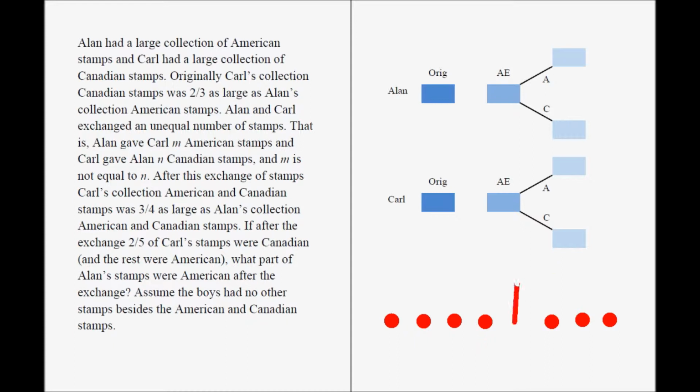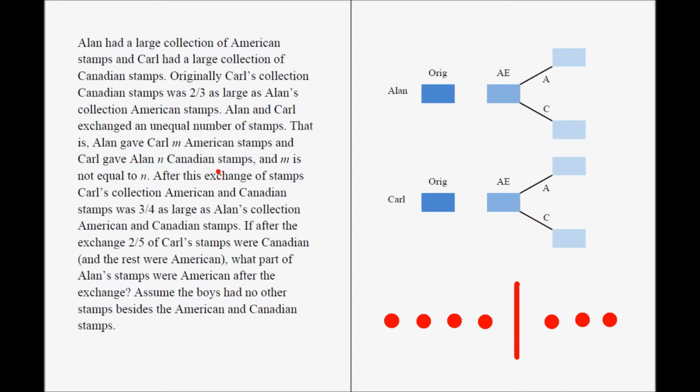So this is Alan's collection after the exchange. This is Carl's collection after the exchange, and that tells me the total number of stamps between the two boys hasn't changed. So that tells me that the collection of stamps that the two boys have together is also divisible by 7. 4 plus 3 is 7.